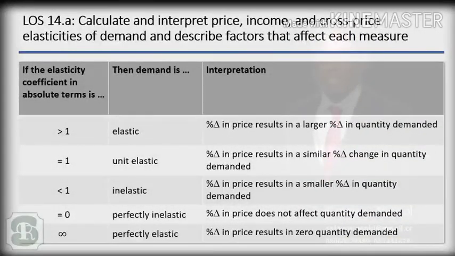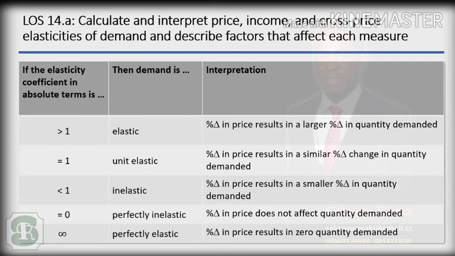Minus 0.5. Then what that tells you is that a 1% change in the price of that commodity results in a less than 1% change in quantity demanded. So you say this particular commodity is inelastic, or consumers are inelastic in their demand for this particular commodity.